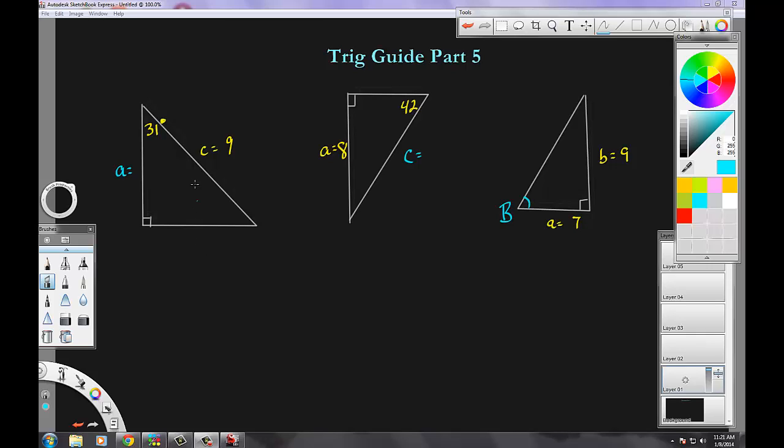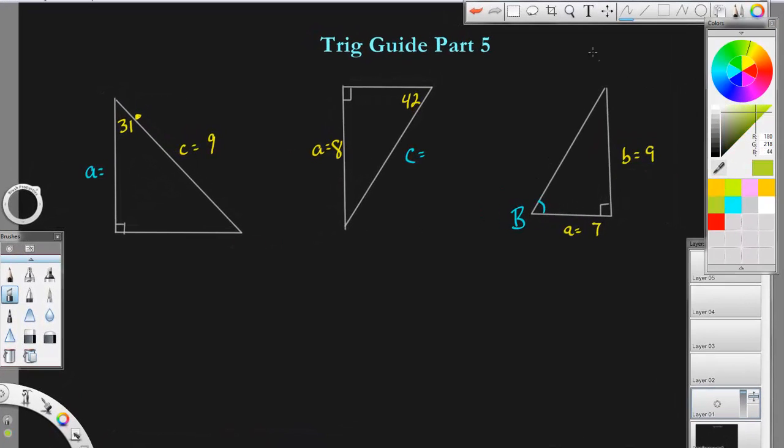Okay, now here's some triangles pre-set up for you, and we're going to find what's in light blue. So we're going to find side A, side C, and angle B over here. Let's not forget SOHCAHTOA, and that stands for sine, cosine, and tangent, and then the sides.